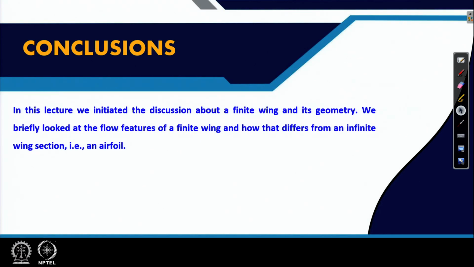So, let us see what we learnt in this lecture. Here we initiated the discussion about a finite wing and its geometry. We briefly looked at the flow features of a finite wing, the wing tip vortices, the induced drag, etc., and how it differs from an infinite wing section, that is an airfoil.